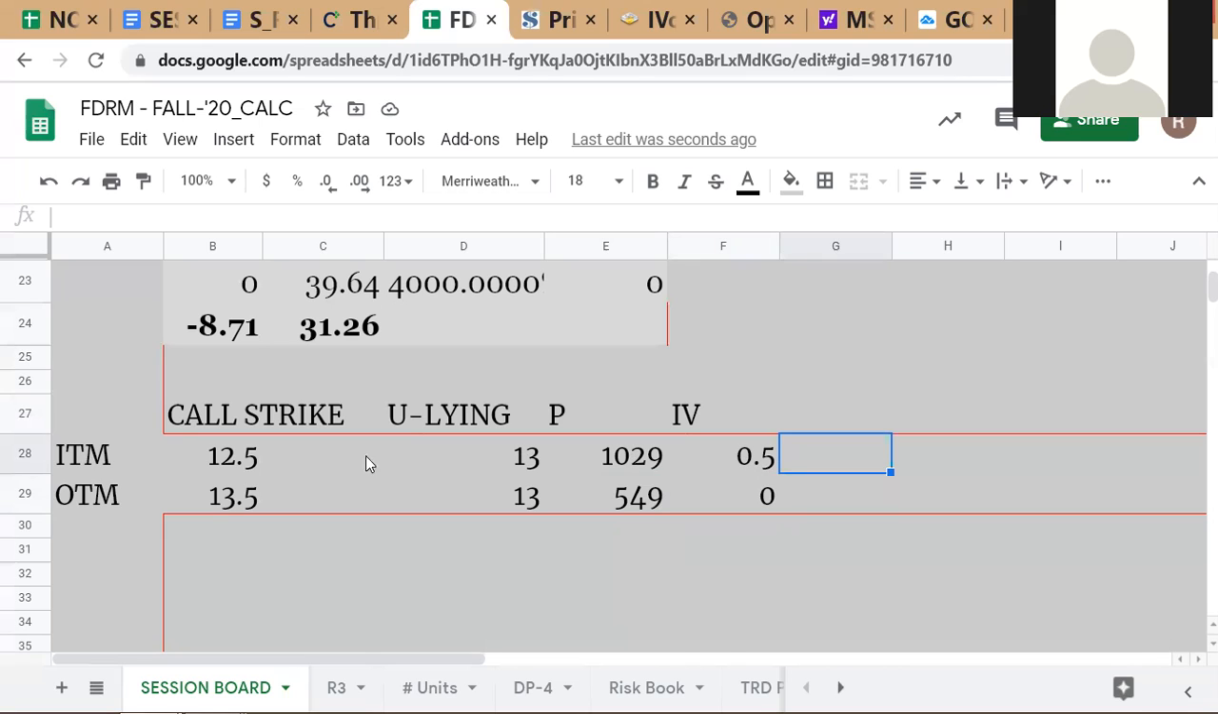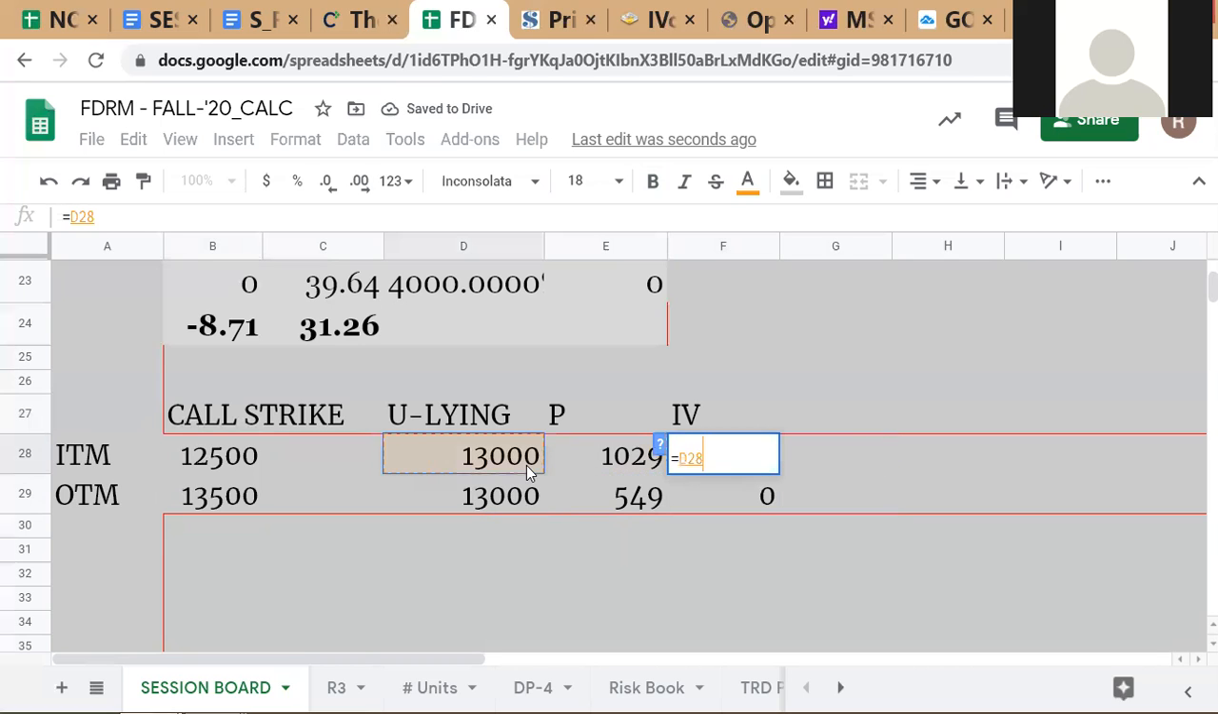Obviously, we have put it in thousands. So if instead of writing 12.5, we write 12,500 and 13,500, and this one is 13,000, okay. So the intrinsic value here is 500, and for this one the intrinsic value is 0. So you can see the logic straight away.